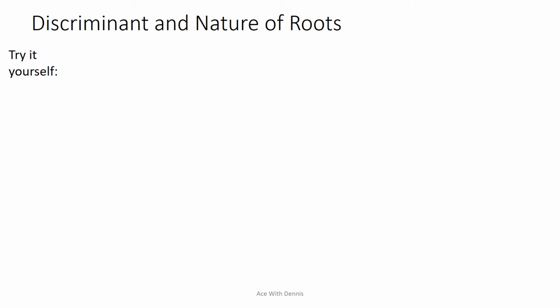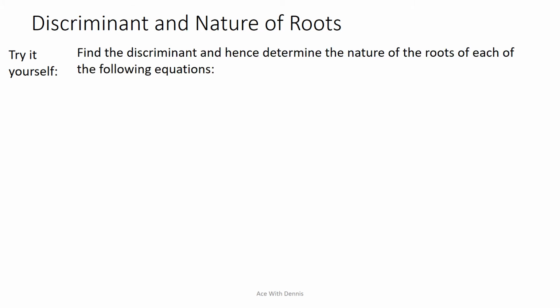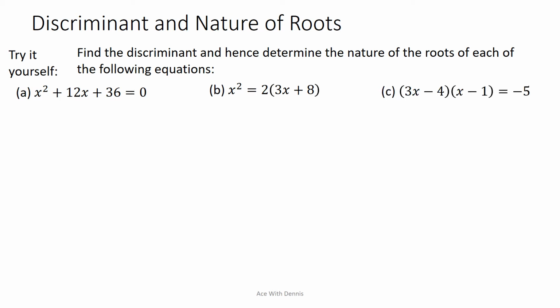Now, you can try this yourself. Find the discriminant and hence determine the nature of the roots of each of the following equations. A. x squared plus 12x plus 36 equals 0. B. x squared equals 3x plus 8. C. (3x minus 4)(x minus 1) equals negative 5. You can pause the video and try to get the answer yourself. Now, the answer is this. Have you got the answer correct?